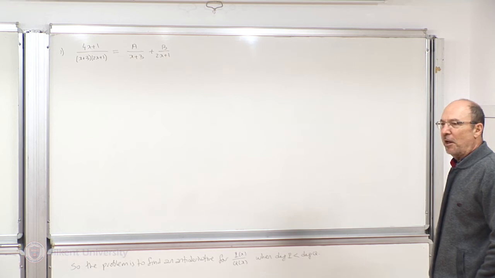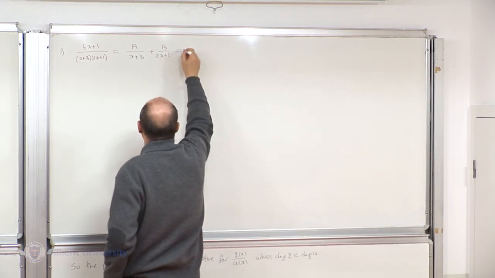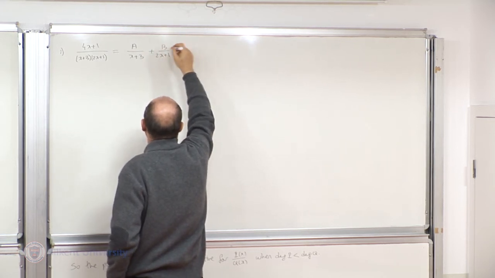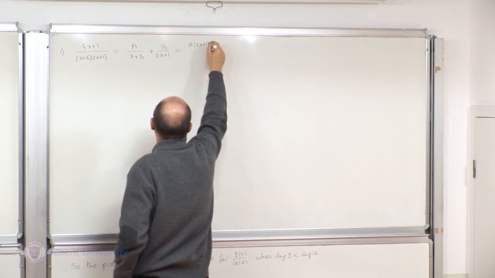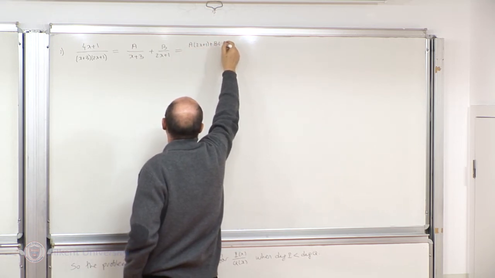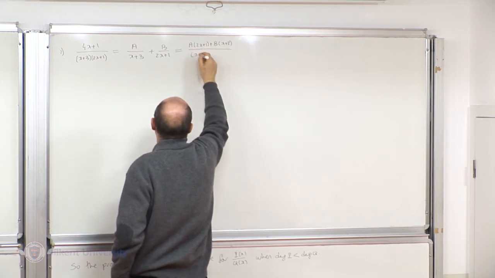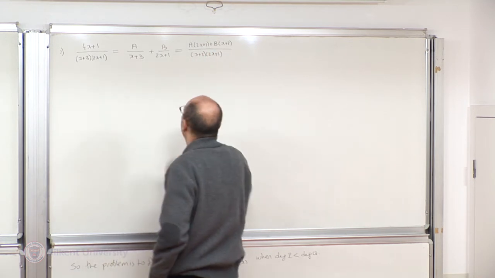Now determine a and b. Okay, let's see. If you can't think of anything else, this is what you do. You bring these to a common denominator: a times (2x plus 1) plus b times (x plus 3), over (x plus 3)(2x plus 1).